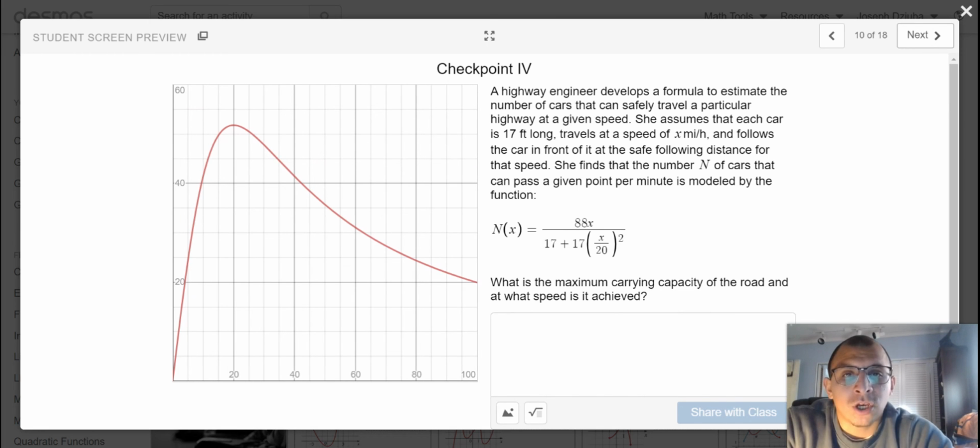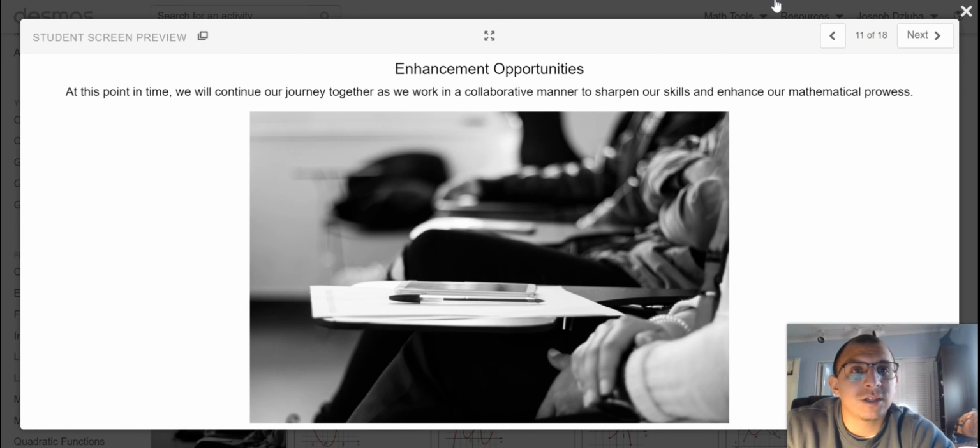In our final checkpoint, we have a function that represents the number of cars that are safely traveling a particular highway at a given speed. She finds that the number n of cars that can pass a given point per minute is modeled by this function with x representing speed. What is the maximum carrying capacity of the road, and at what speed is it achieved? There are some key context clues there. Make sure that you are attending to precision in writing your response, and that will bring us to our enhancement opportunities, which we will sharpen and hone our skills on together in class.